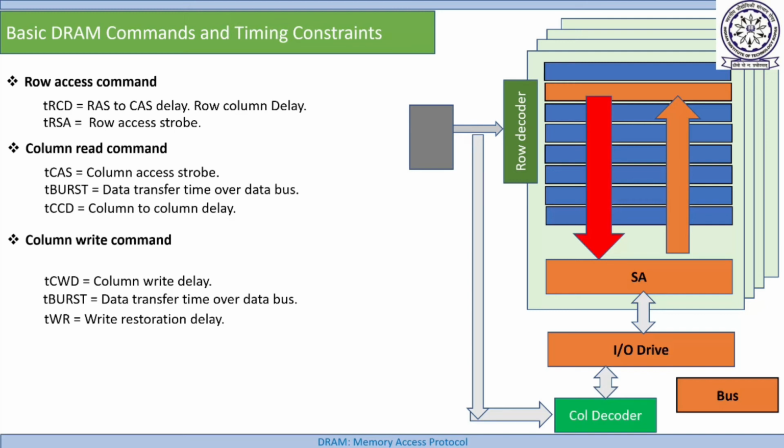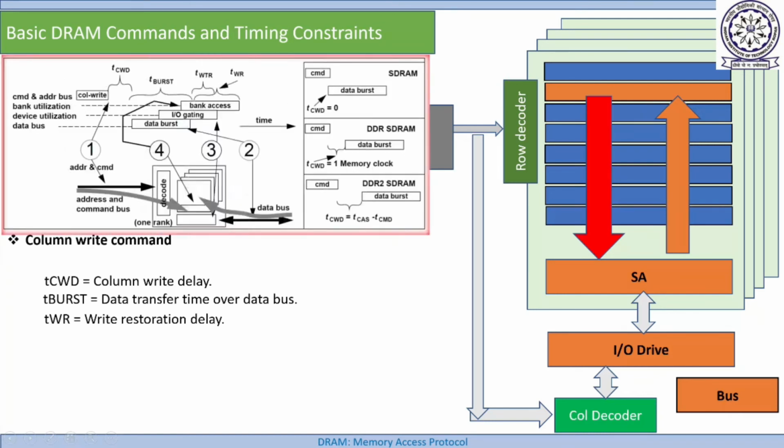It's a three part. First of all, column write delay. After this much time, the controller writes the data to the data bus, and after this the data will take t burst amount of time to reach the DRAM. After this it will take write restoration time, TWR, to restore the data back in the row. So this is the total time required for a column write command.